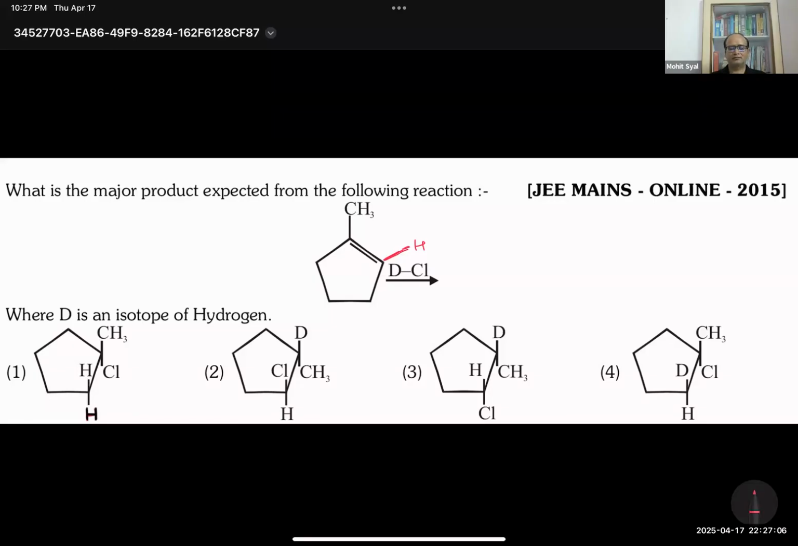Three. Rich will become more rich. Rich gets richer.